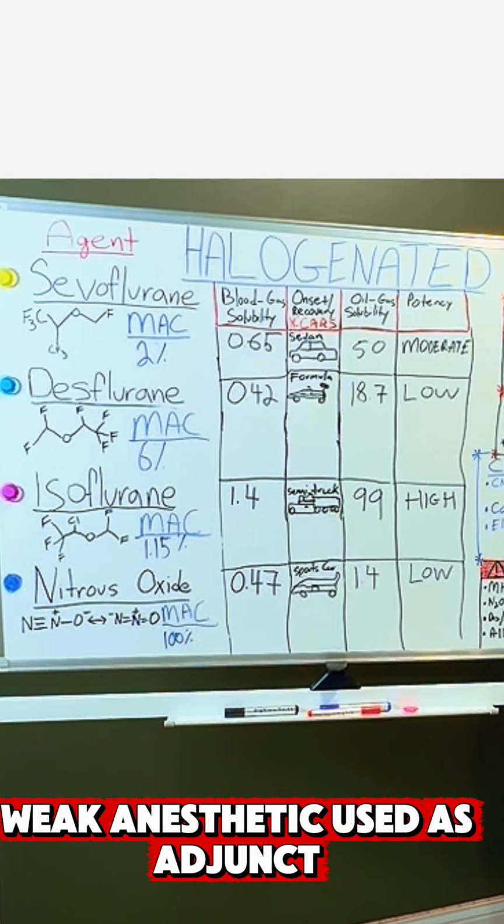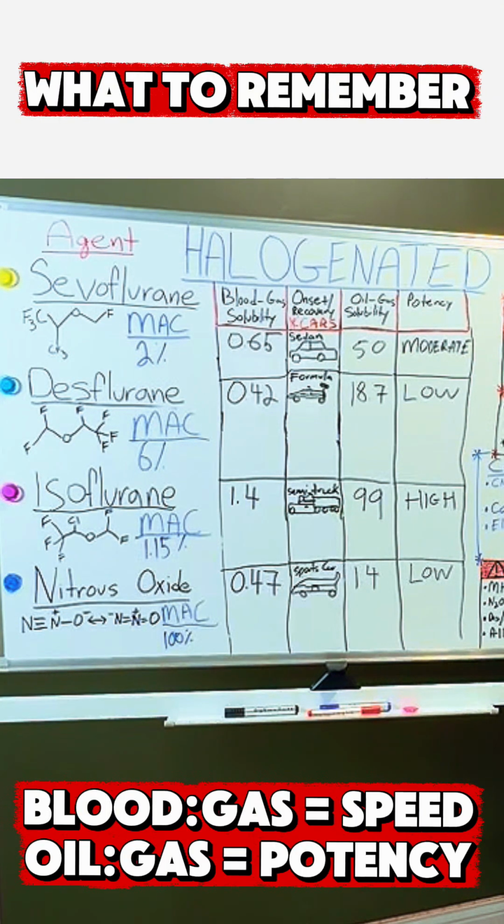So if you remember one sentence, blood gas tells you how fast you get there. Oil gas tells you how strong it is. Again, for the blood gas, we said that's the speed. We have the desflurane, nitrous, sevo, isoflurane. The oil gas solubility tells you the potency. So the most potent anesthetic is going to be your isoflurane, then sevoflurane, then it's going to be desflurane, then nitrous.